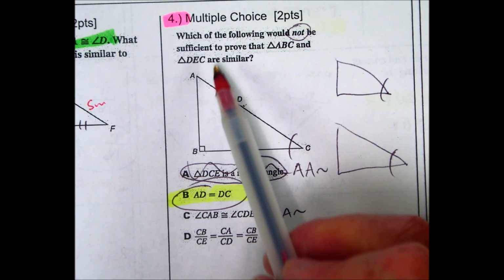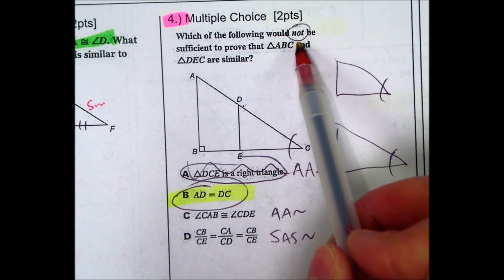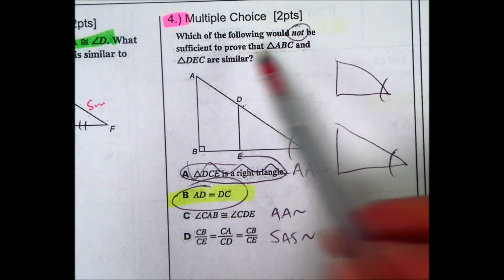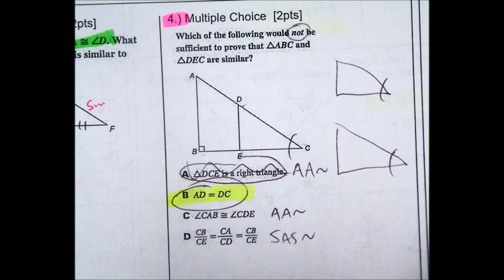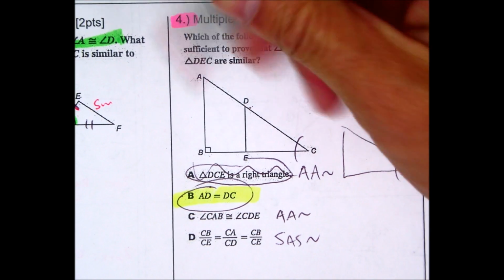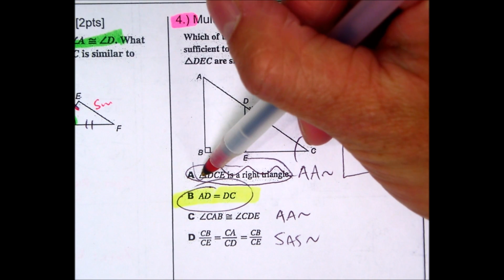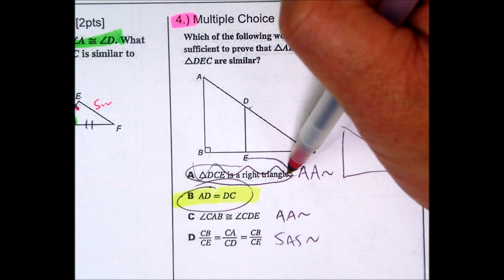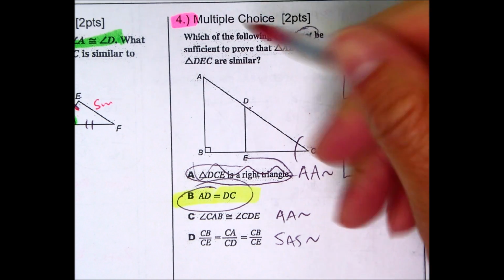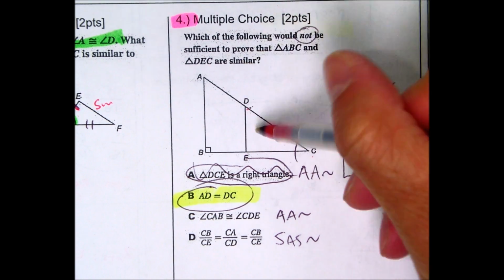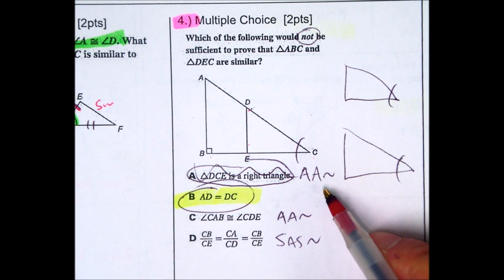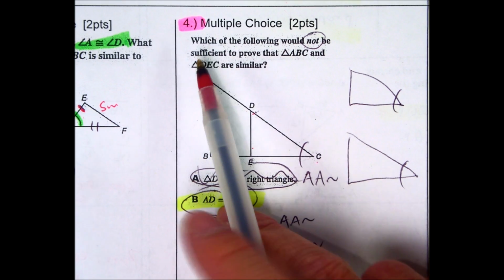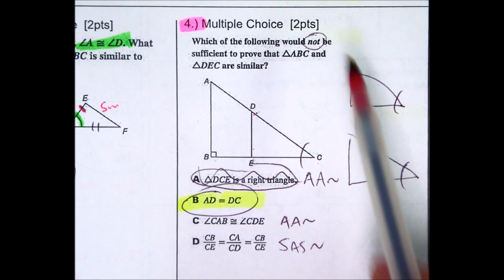Question number 4. Which of the following would not be sufficient to prove that triangle ABC and triangle DEC are similar? Okay. Now, if you said triangle DCE is a right triangle, so here is DCE, and if you said that one is a right triangle, you would get angle-angle similarity. But this question is saying which of the following would not be sufficient based off this picture.